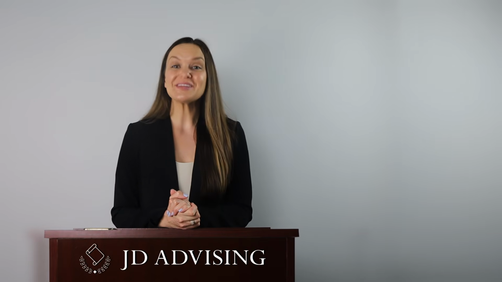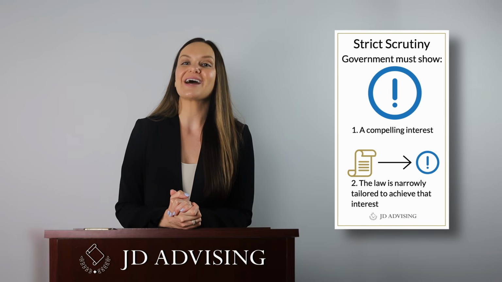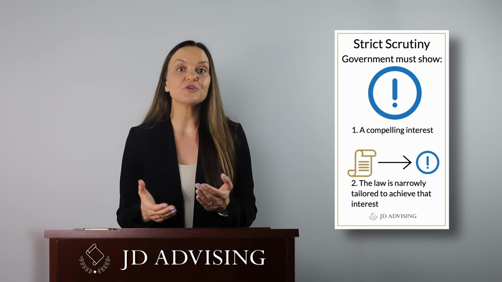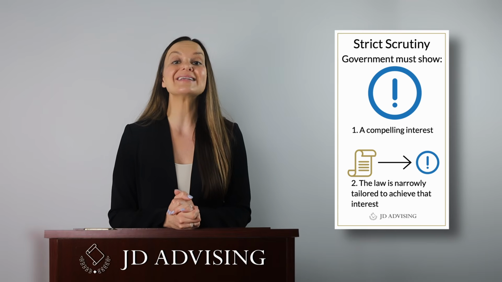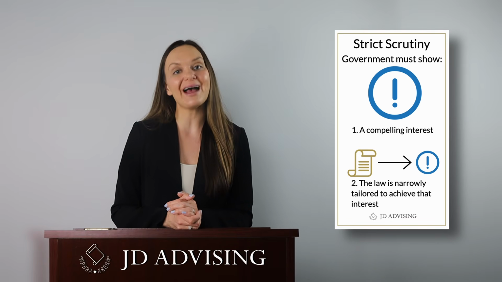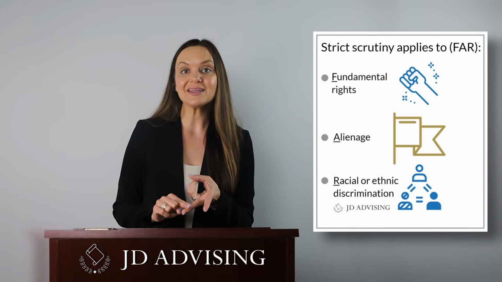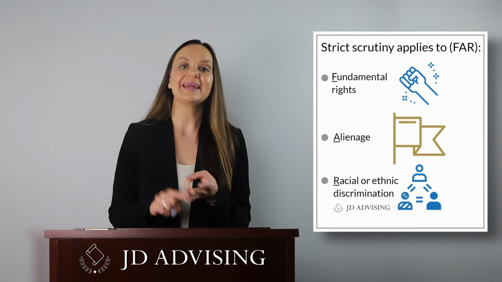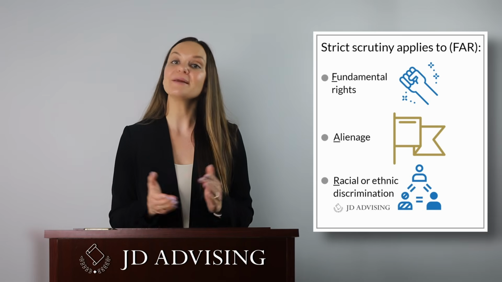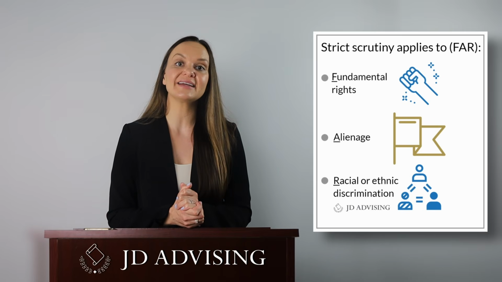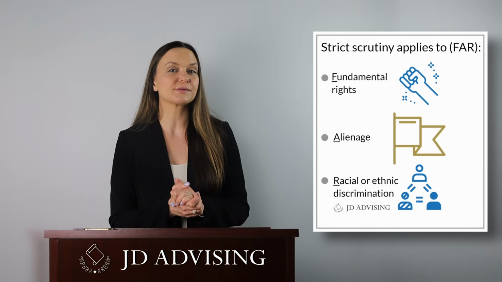So let's turn to those different standards of review. With strict scrutiny, the burden is on the government to prove that the law is narrowly tailored or necessary to achieve a compelling governmental interest. Strict scrutiny applies to fundamental rights, racial or ethnic discrimination, or alienage. We do not apply strict scrutiny in all cases of alienage, as there are some exceptions.